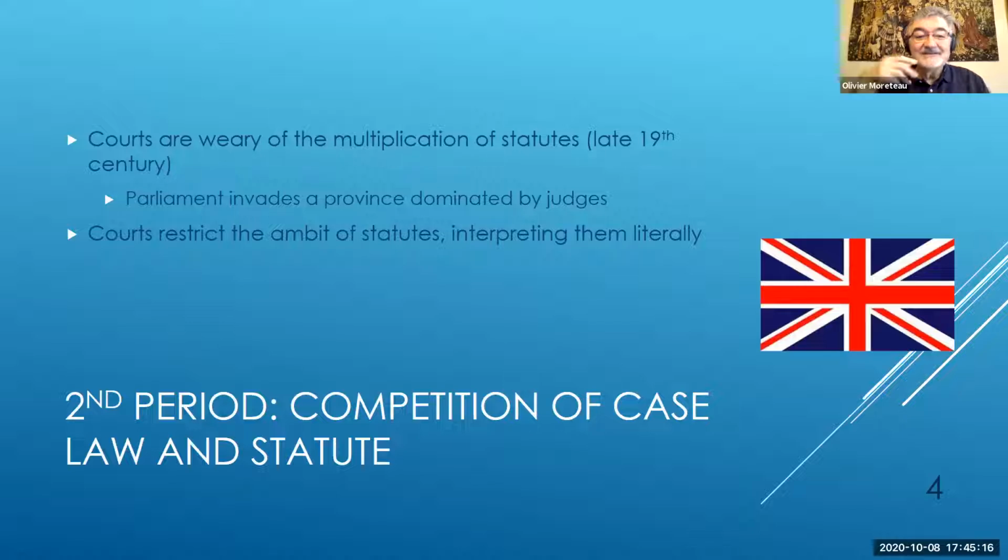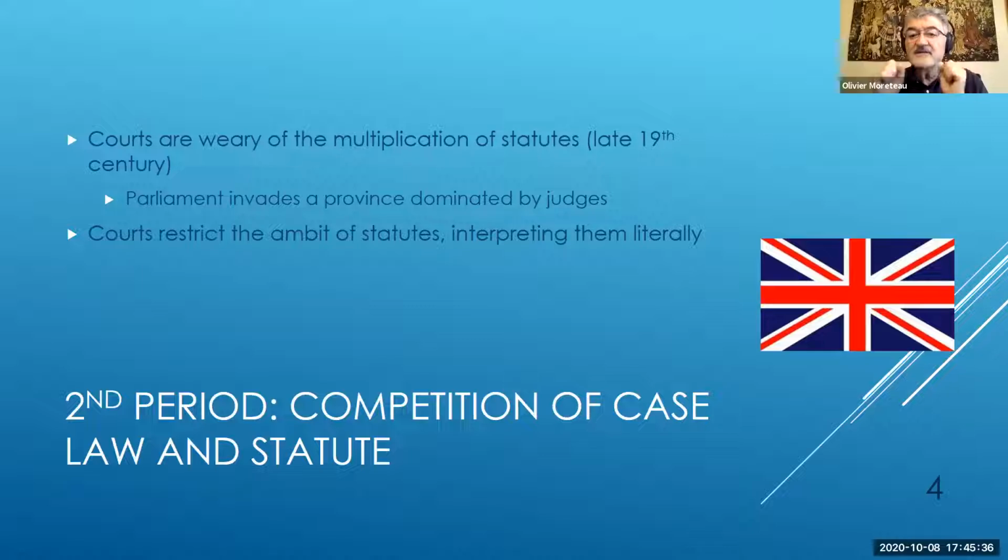It starts being exported, but I won't go too much into historical details there. Let's move to the second period where you see a competition of case law and statute. I'll first discuss things in the context of England, and I will move then to our part of the world.